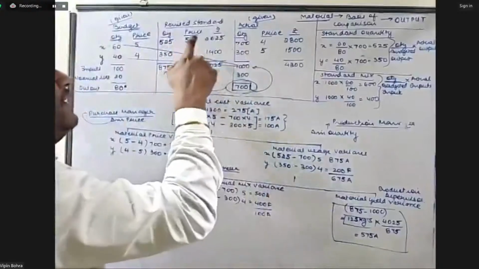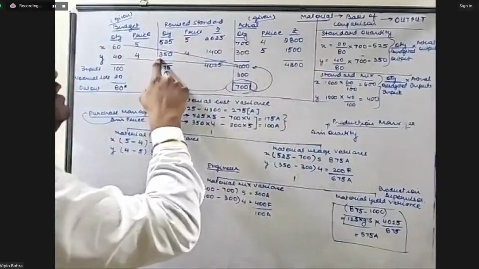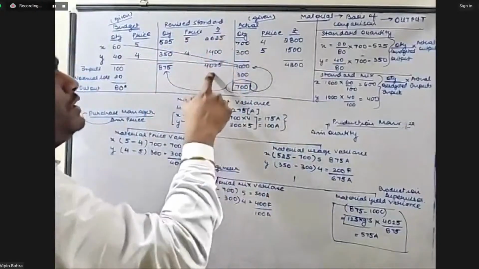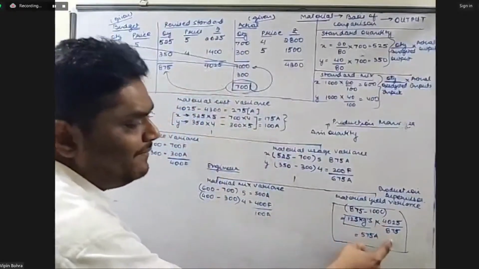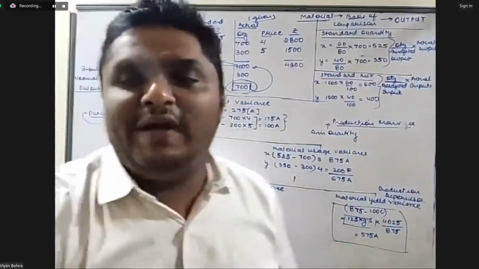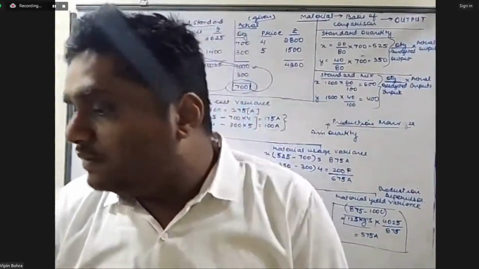That is 525 into 5 is 2625. 350 into 4 is 1400. So the total price is 4025 divided by total quantity 875. This is how I got 575 adverse.